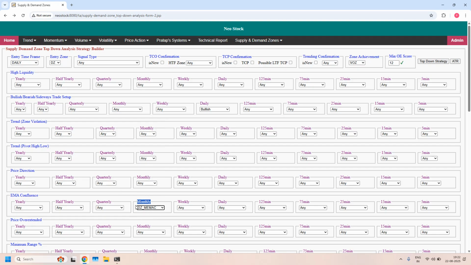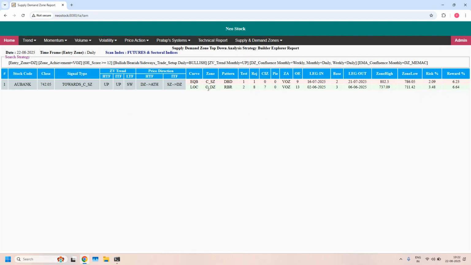At the same time, sideways trend at monthly should be eliminated. So that's why in the trend at monthly time frame, I am selecting uptrend but not sideways. Uptrend, because it is a bullish trade setup. So let's filter. We got 1 stock.